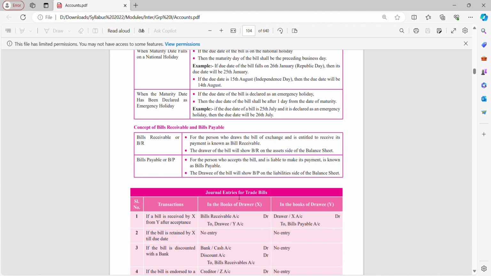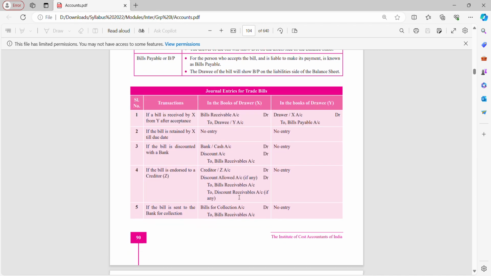Bills receivable: the person who draws the bill of exchange and is entitled to receive its payment, it is known as bills receivable. The drawer of the bill will show bills receivable on the asset side of the balance sheet. The person who accepts the bill and is liable to make its payment, it is known as bills payable. The acceptor of the bill will show bills payable on the liability side of the balance sheet. A quick read. I'll take a pause.